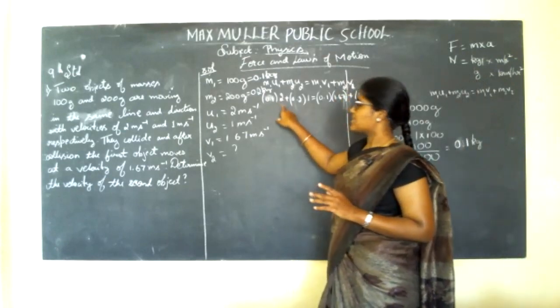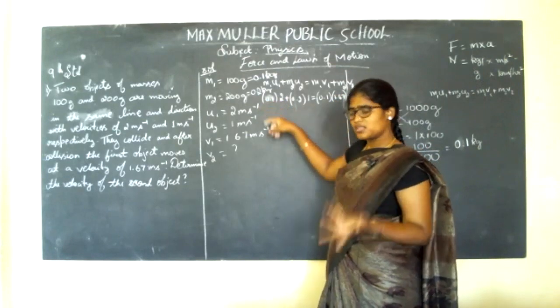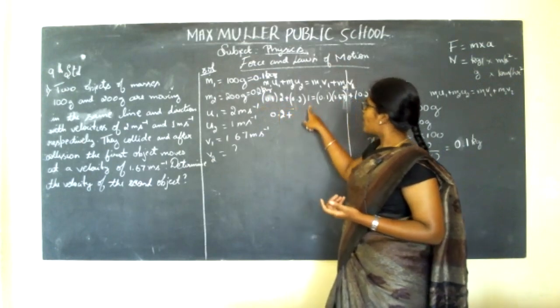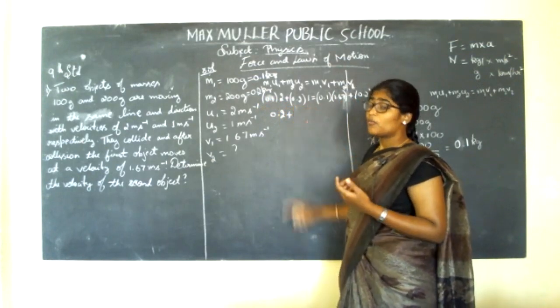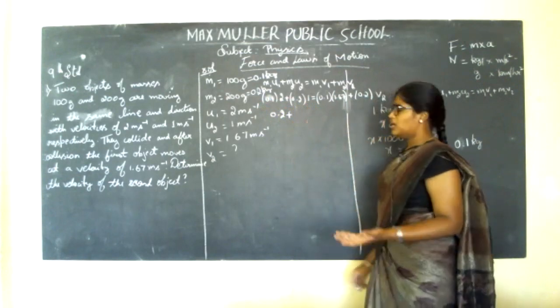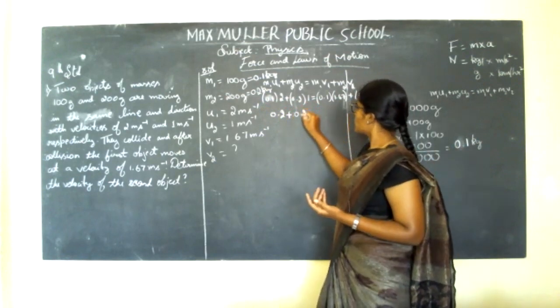Now, let me multiply inside the bracket. I should remove it, no? 2 ones are 2, and 2 zeros are 0. So, it will be 0.2 plus 1 into 0.2. 1 into any number is the same number. 2 into 1 is what? 2 itself. Then 1 into 0.2 will be 0.2 itself.